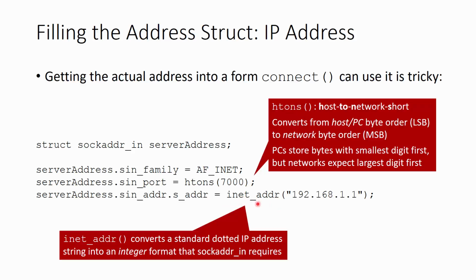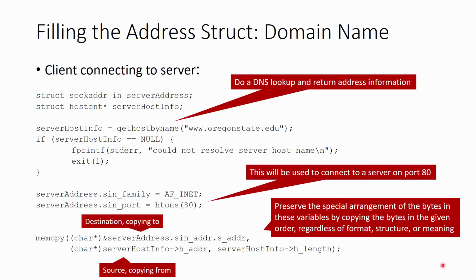And this function, inet_addr, will convert that into the integer that this structure requires. So a lot of setup, but using this code lets you just put the values in and get the results you want. Okay, so now let's go ahead and fill out the address struct that we're going to need.